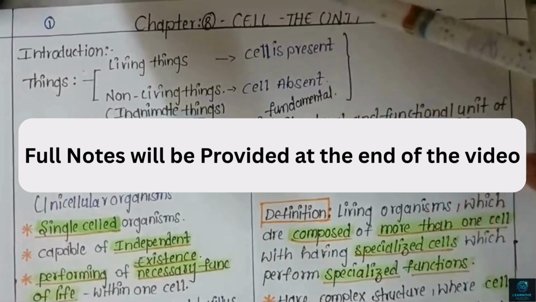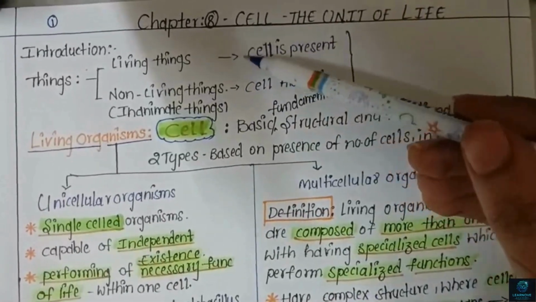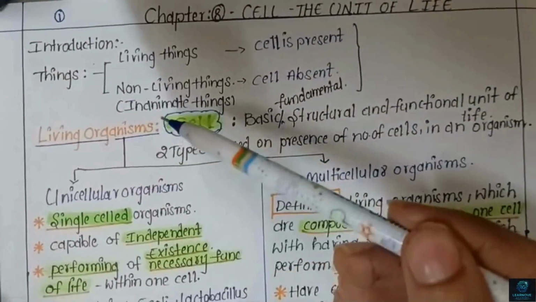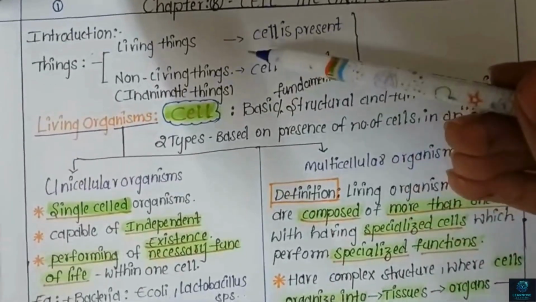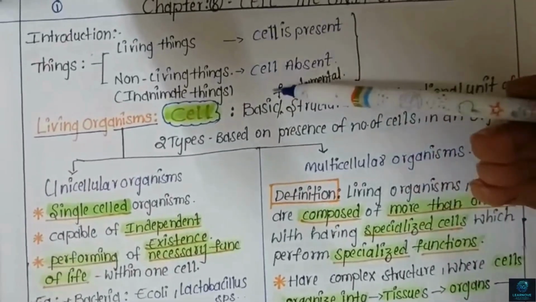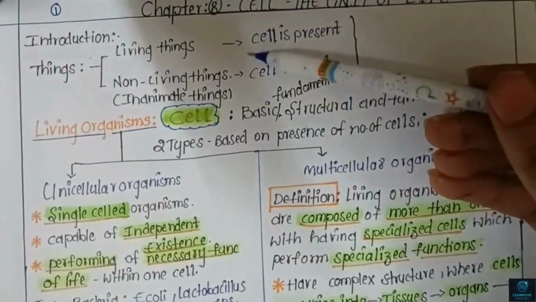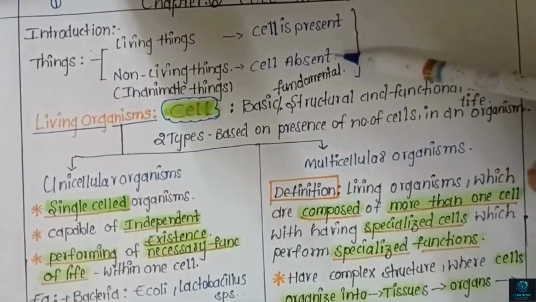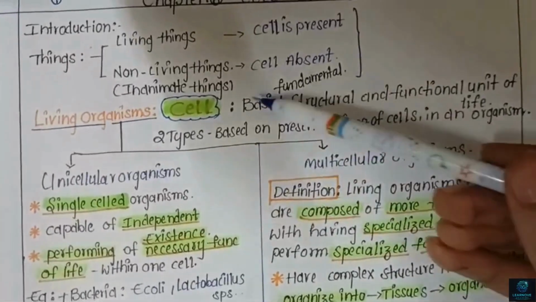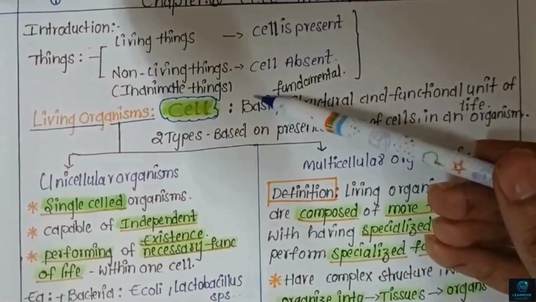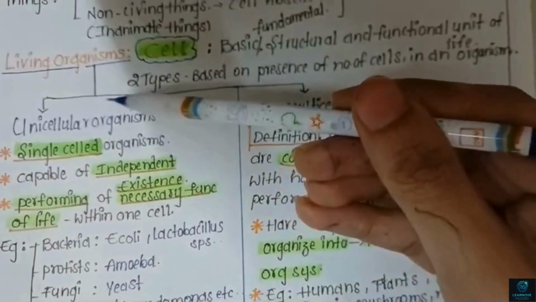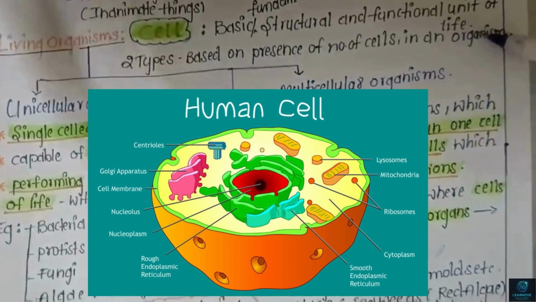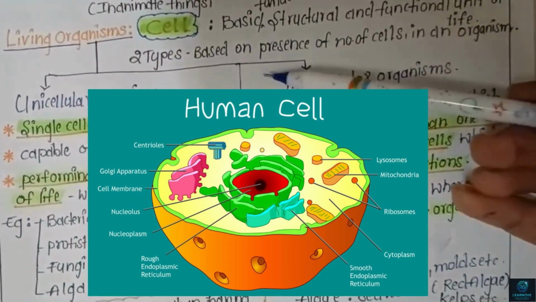Hello everyone. Today we are going to start with chapter 8, which is cell, the unit of life. In this world, there are two types of things, as we all know: living things and non-living things. In living things the cell is present; in non-living things the cell is absent. So these are inanimate things. Coming to the living organisms, the basic structural and functional unit of life, the cell, is present.